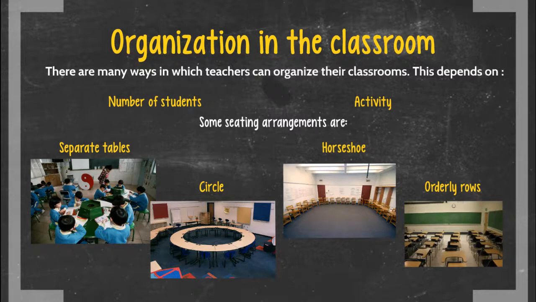Our last seating arrangement is called orderly rows. So this is our most common seating arrangement in schools. This seating arrangement allows students to be independent. But for teachers, it might be a little bit more complicated to go around explaining to each person individually. So this seating arrangement is perfect for quizzes, for tests, for book work, for example.